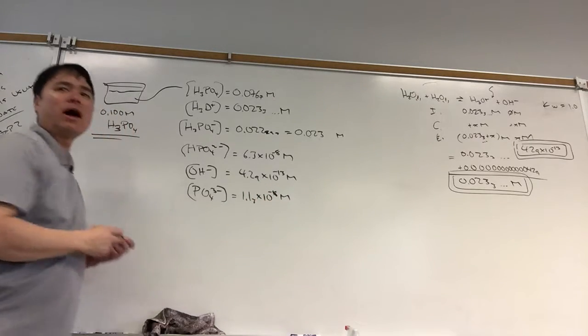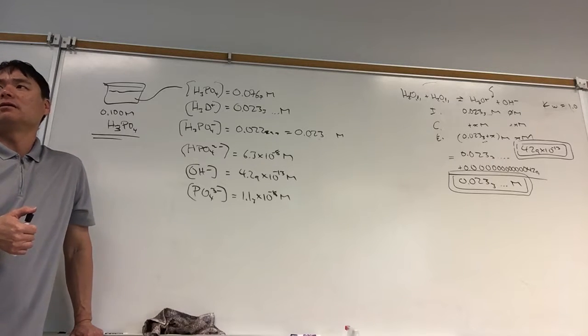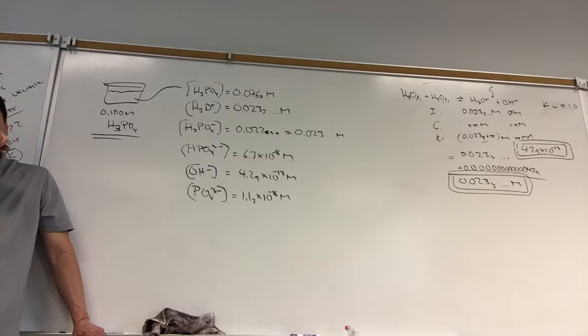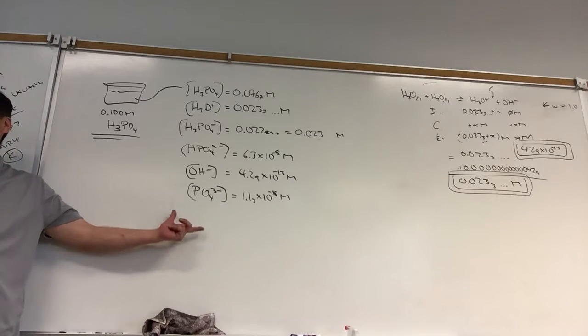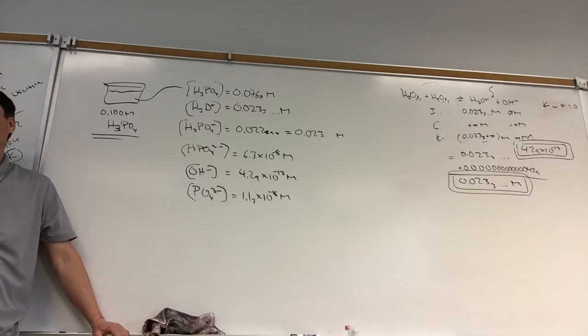Do you see how the combined method is a total failure? The combined method says that the phosphoric acid is going to hydrolyze water to form phosphate. But look how much phosphate is actually present in this. Next to nothing.